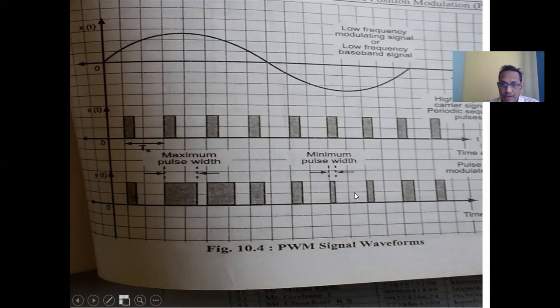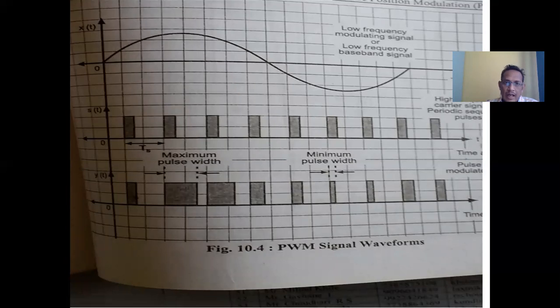the minimum amplitude, it produces a minimum width. So in a single statement, maximum amplitude of the modulating signal m of t generates the maximum width, and minimum amplitude generates the minimum width of the particular signal.